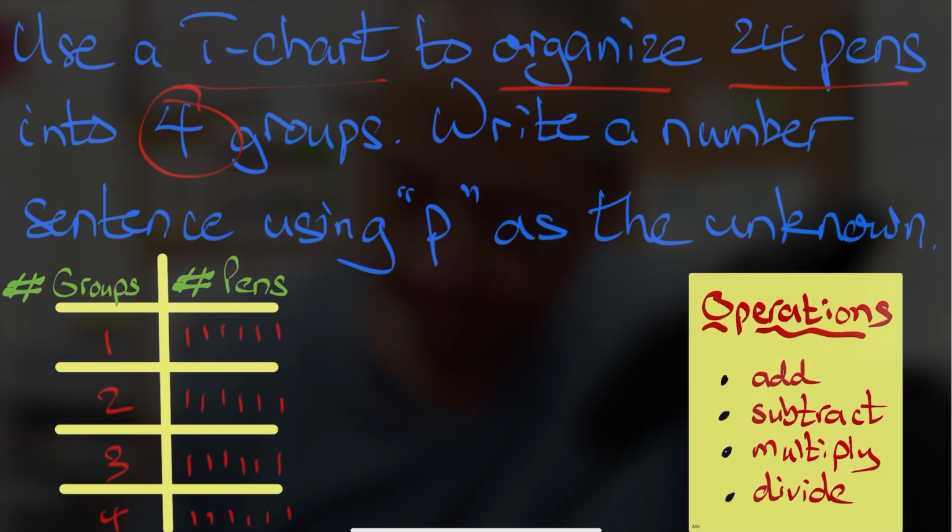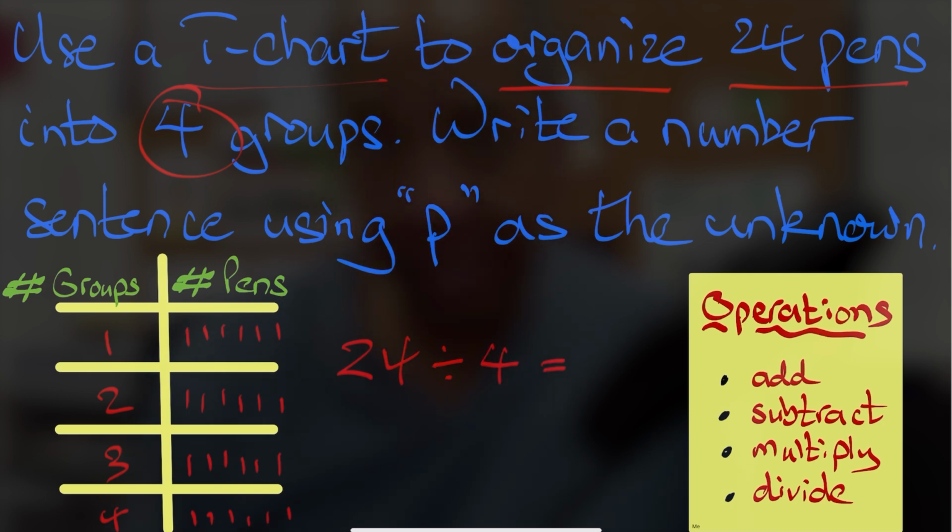The next thing I'm supposed to do is write a number sentence. So to write the number sentence, I'm going to start off. I've already decided that I'm supposed to use division, which is cool. Now what I need to do is figure out what that division sentence is going to say. Well, I've got 24 pens. 24 is my whole. That's my dividend. So I'm going to start off with 24, and I'm going to divide it into the number of groups that I've been told, 4 groups. And then, yes, the answer is 6 pens.